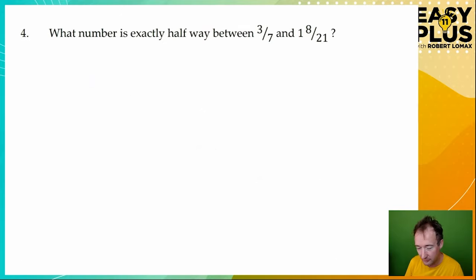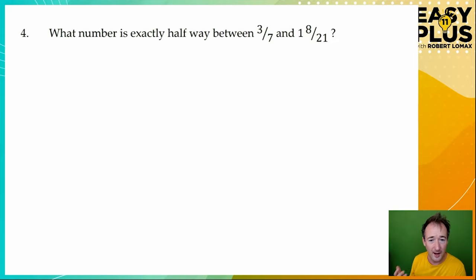What number is exactly halfway between 3/7 and 1 8/21? Hard to say. So we've just done this. How do you find the value exactly halfway between two numbers? You take the mean of them. So the first thing we need to do here is add together 3/7 and 1 8/21. It's a fractions problem. Can we remember how to do this?